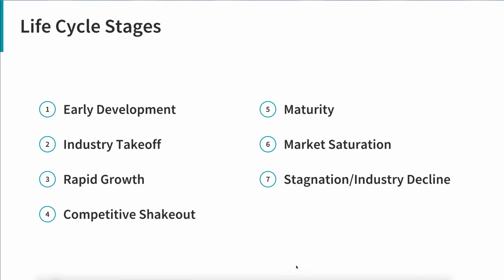And then there's the industry takeoff part where you start growing. And Simon Sinek talks about this in terms of the law of diffusion of innovation, basically, that when you get to about 17%, there's that tipping point, that Malcolm Gladwell tipping point, where you're accepted so much more. And the marketing up to that point is very different than the kind that you have after your competitive shakeout and your maturity and your market saturation, which has a lot more to do with retaining customers than it has with getting brand new ones. And then at the end, there's that stagnation and industry decline.